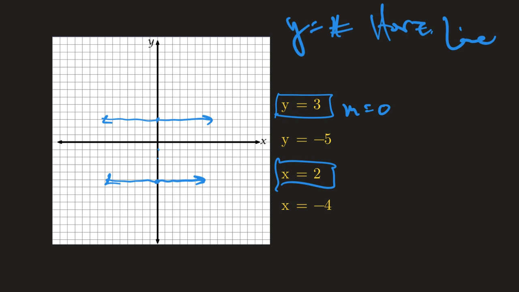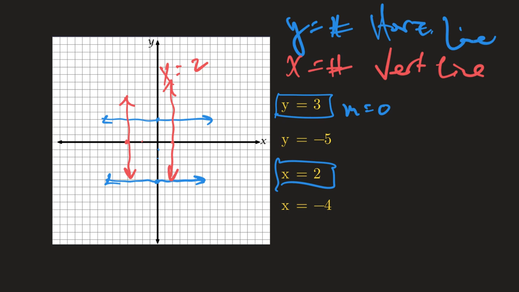So right here, x equals 2. That is a vertical line through positive 2. There's x equals 2. X equals a number is your vertical line. It'll be a vertical line through negative 4. 1, 2, 3, 4 here to the left. Vertical line.